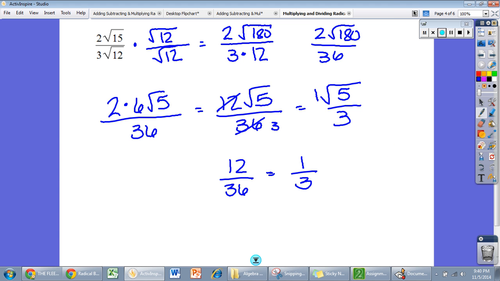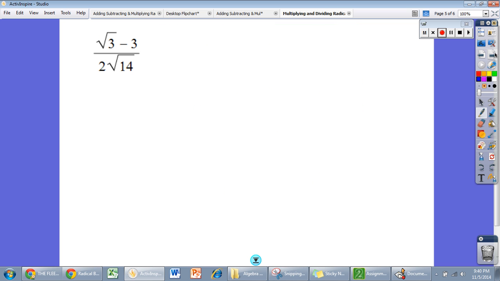All right, well, let's take a look at, I think this is our last problem, maybe second to last. Once again, we have the square root of 3 minus 3 all over 2 square root of 14. Let's get rid of the radical in the denominator. We're going to multiply by the square root of 14 divided by the square root of 14, which equals 1. And this time we have to distribute the square root of 14 to both terms.